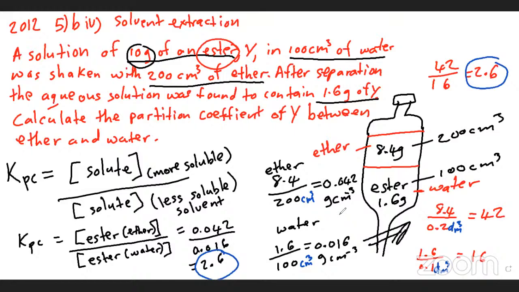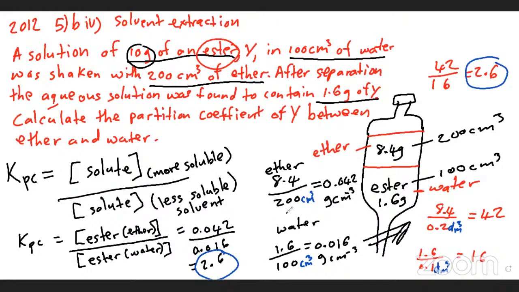Wait, so when we have to put it in dm cube, can we just do it at the end and say final answer divided by 1,000 or so? No, the units will actually cancel, so you don't do any dividing. Yeah. So you can just work strictly in cm cube and you get the 2.6.